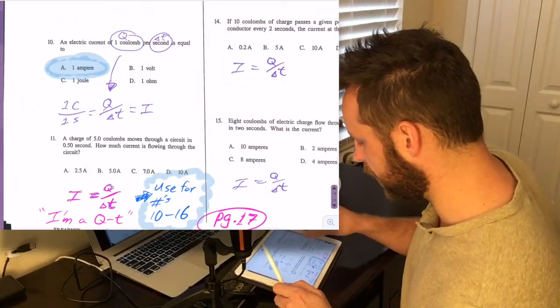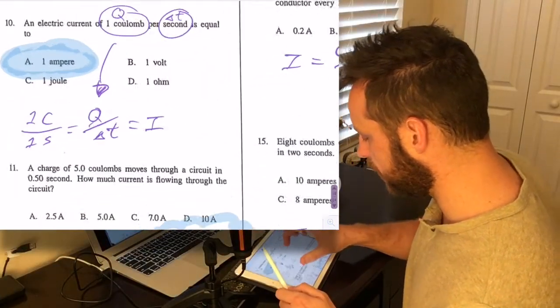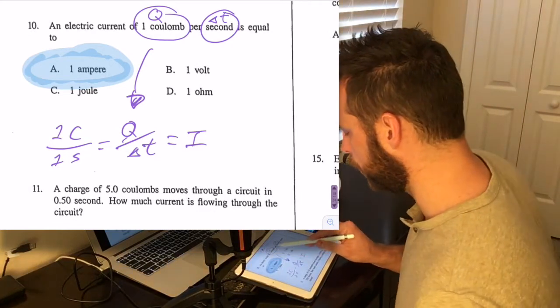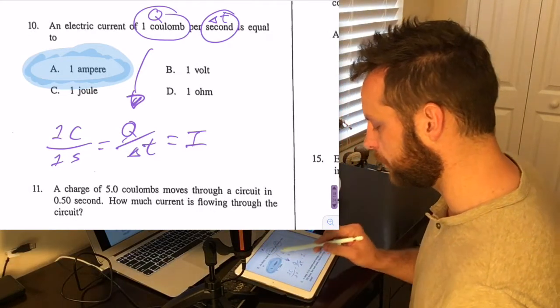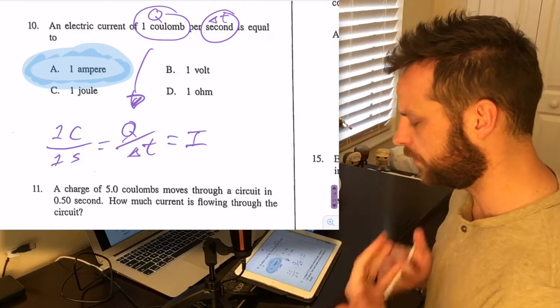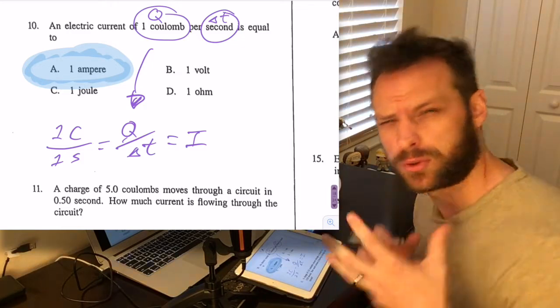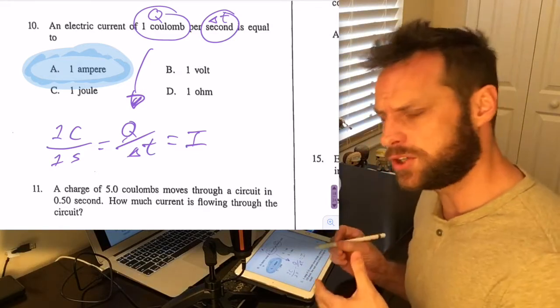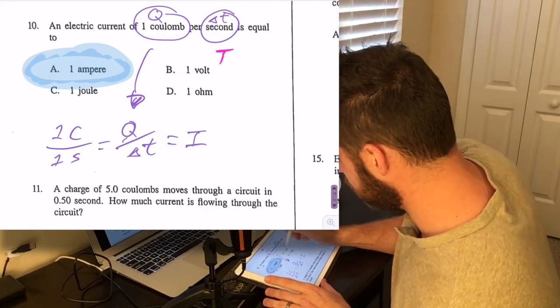Let's look at number 10. In number 10, we're going to start using equations now. We have an electric current of 1 coulomb per second is equal to 1 ampere. So we're kind of defining what an ampere is. We're creating a new unit here for current. And so the definition of current is an equation that looks like this.